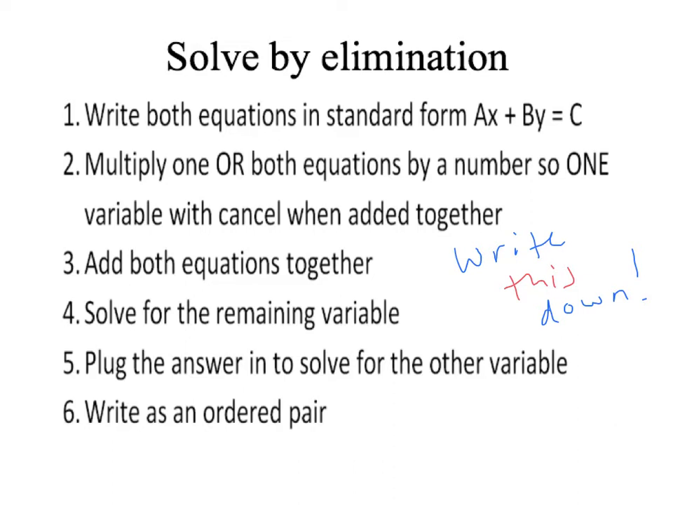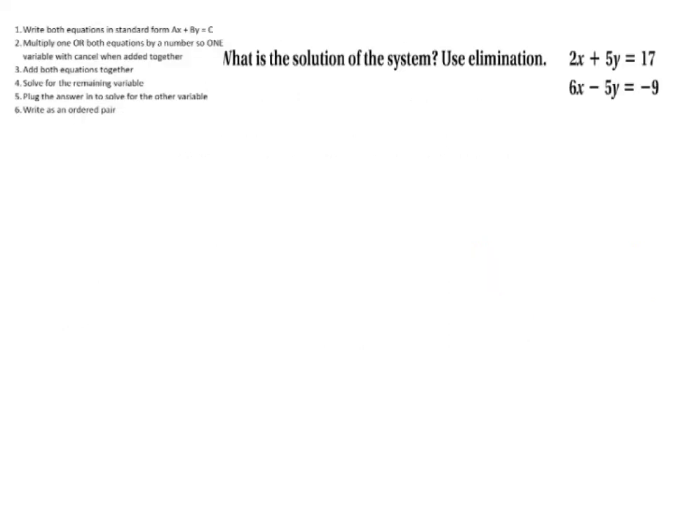So make sure that you write down number 1 and then that step, number 2, then that step. Write down all 6 steps. This is what you will be referencing when you are solving these problems by elimination. The first step that you should have written down was make sure to write both equations in standard form.